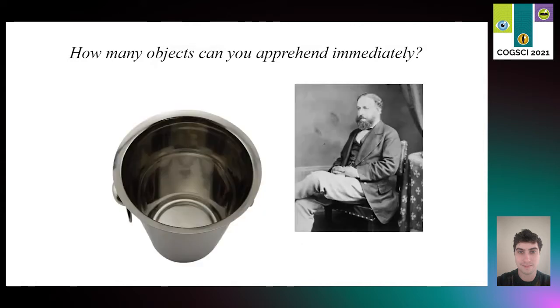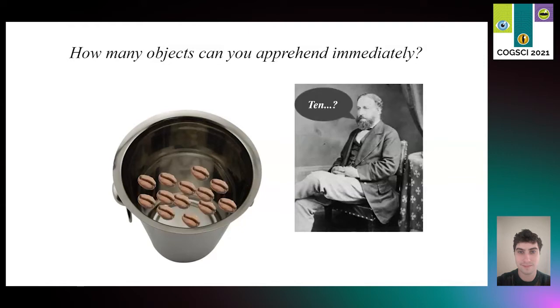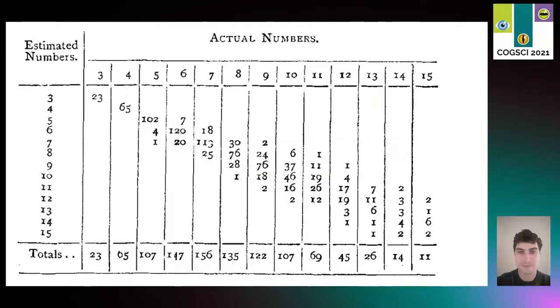And what he did to answer this question was he threw beans repeatedly into a bucket and yelled out how many he saw every time, and recorded them in this table, where the actual number of beans that were in the bucket is on each one of these columns, and the possible estimates are on the rows. And he recorded how many times he saw each one of those pairs.